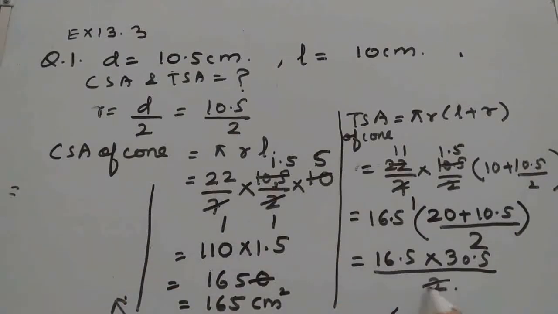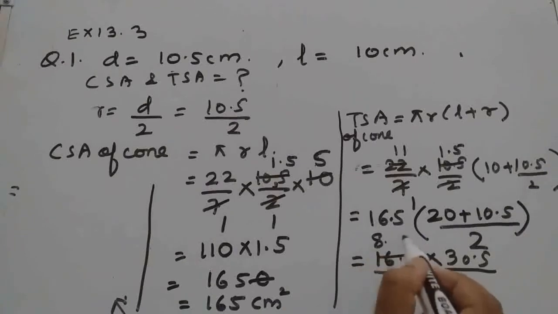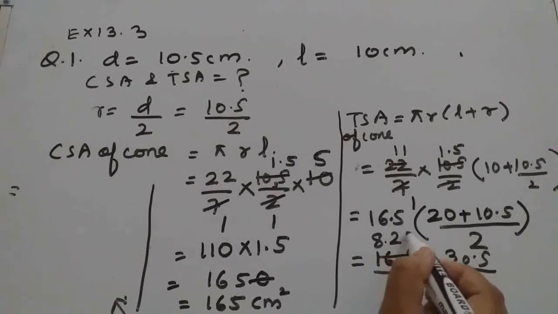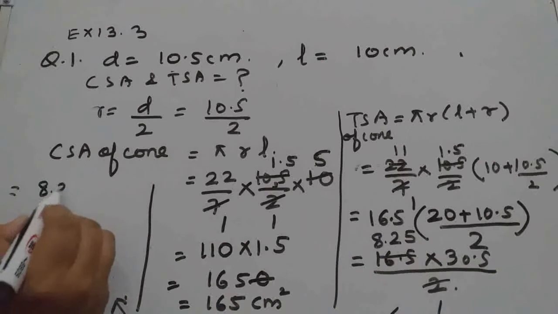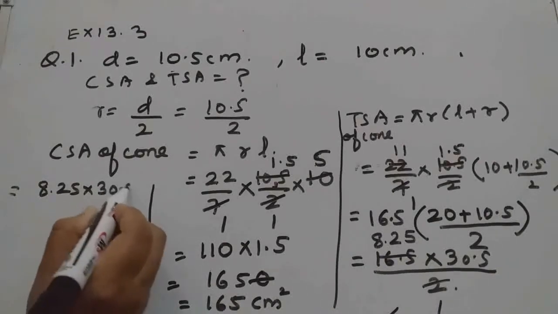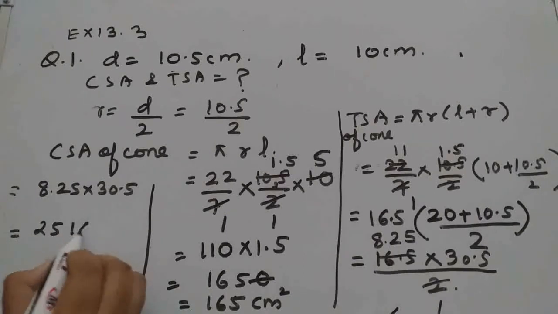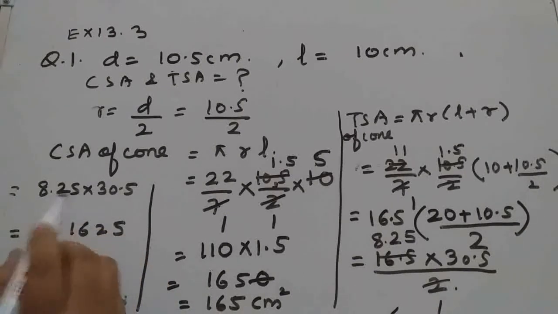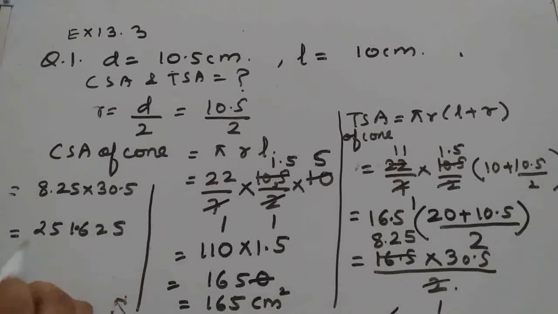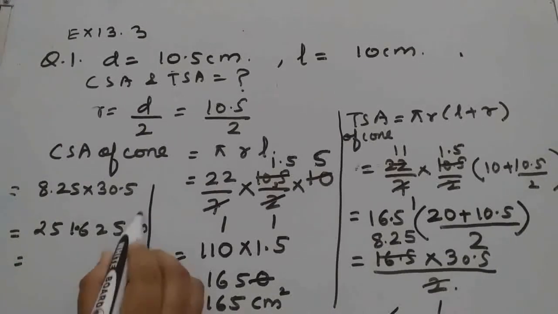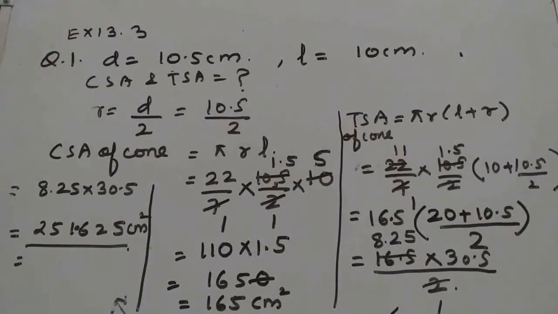See, from 2 we can cancel, 2 8s are 16, then 2 2s are 4, then 2 5s are 10. So 8.25 into 30.5. So this we can multiply, 30.5 and 8.25, to get answer as 251.625. Now after 3 digit decimal is there, so after 3 digits. Okay, so this is final answer, centimeter square, TSA.